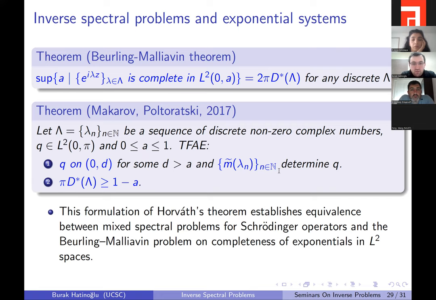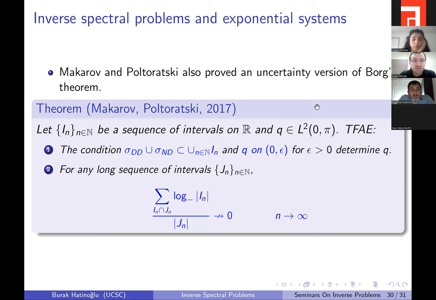And let me finish with another result of theirs in the same paper. Makarov and Poltoratski also proved a so-called uncertainty version of Borg's two spectra theorem. Why is it an uncertainty version? Because remember, in Borg's theorem, if we are given two spectra, we know that this uniquely determines the operator. Here we are given some sequence of intervals such that we are sure that the two spectra live on these intervals, but we are not explicitly given these two spectra. And we are also given the potential on some small neighborhood of zero.